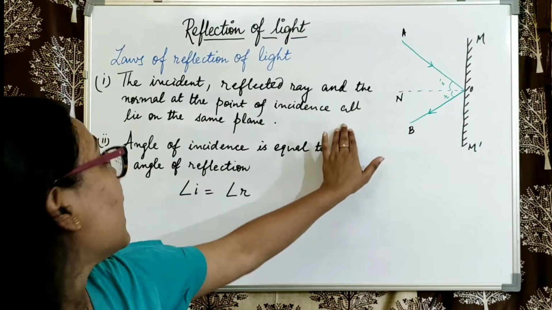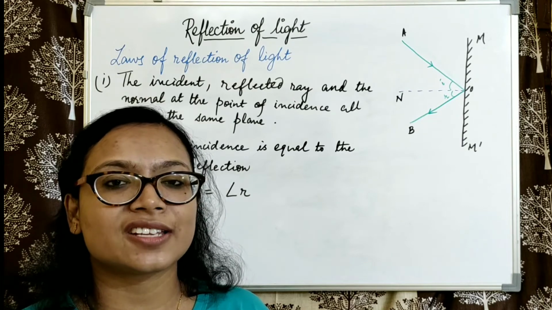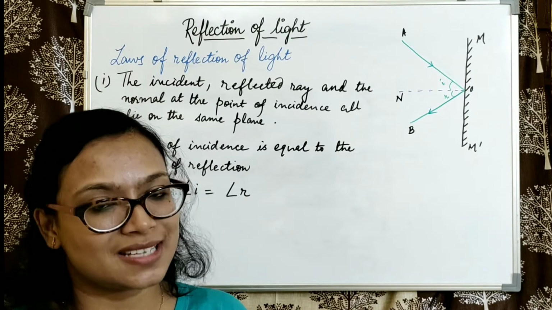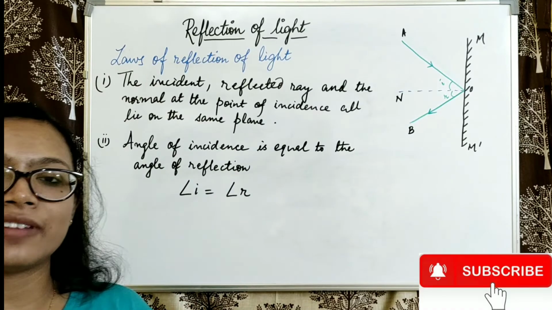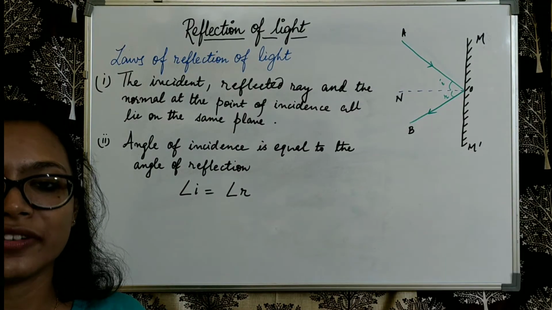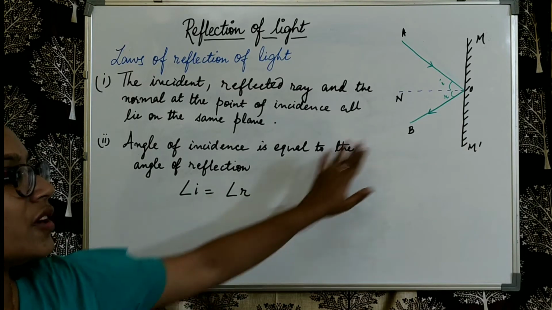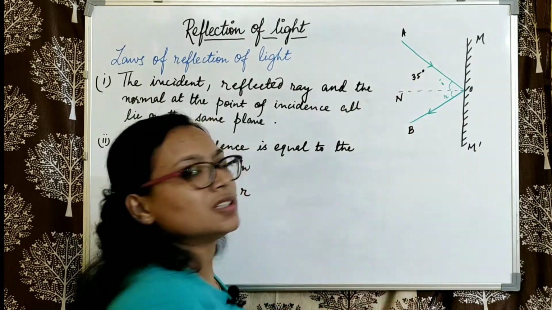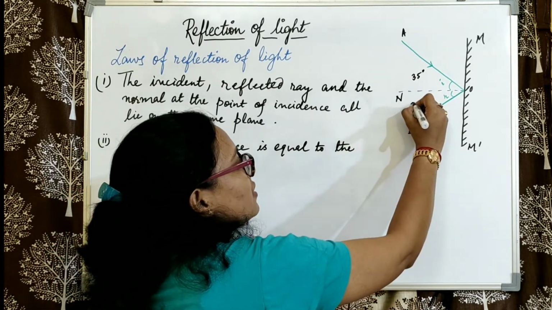Here we have the first law of reflection: the incident ray, the reflected ray, and the normal at the point of incidence all lie on the same plane. And the second law of reflection states that the angle of incidence is equal to the angle of reflection, that is, angle I is equal to angle R. For example, let us assume that this is 35 degrees. Then the angle of reflection will also be 35 degrees.